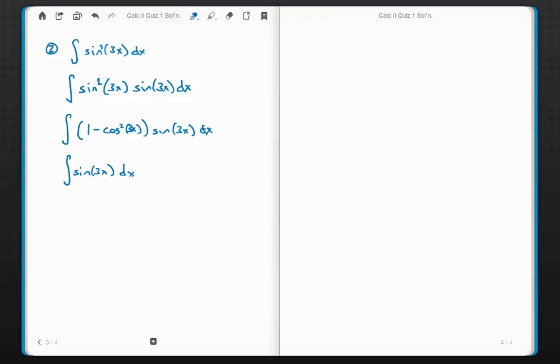In fact, I'll distribute the dx as well to make it 2 separate integrals, minus the integral of cosine squared of 3x times the sine of 3x dx. All right. Well, I'll do a u substitution here.